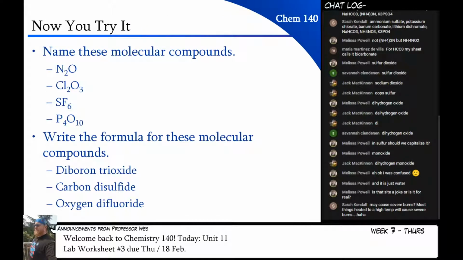All right, so for the last exercise before we go, I want you to name these molecular compounds using the nomenclature rules for molecular compounds. And then down at the bottom, I want you to write the formula for them. I'll give you four or five minutes, and then we'll go over the answers, and then that'll be it for the day. See you in a bit.